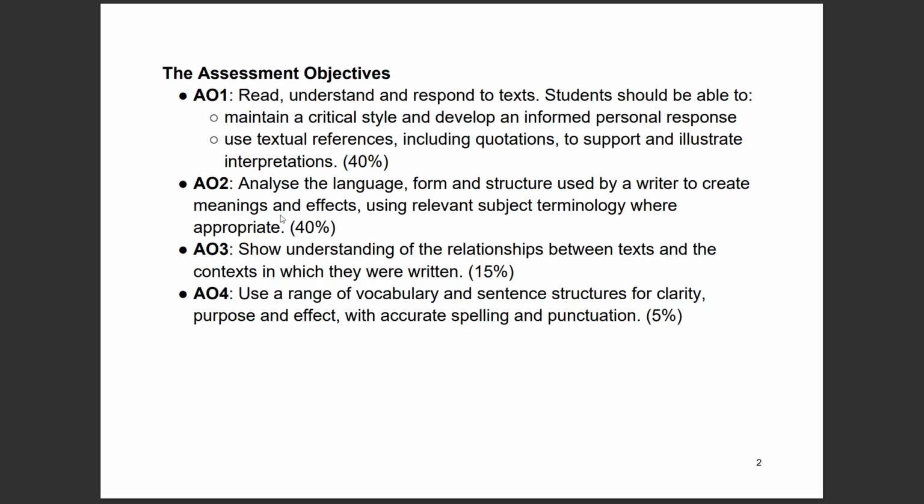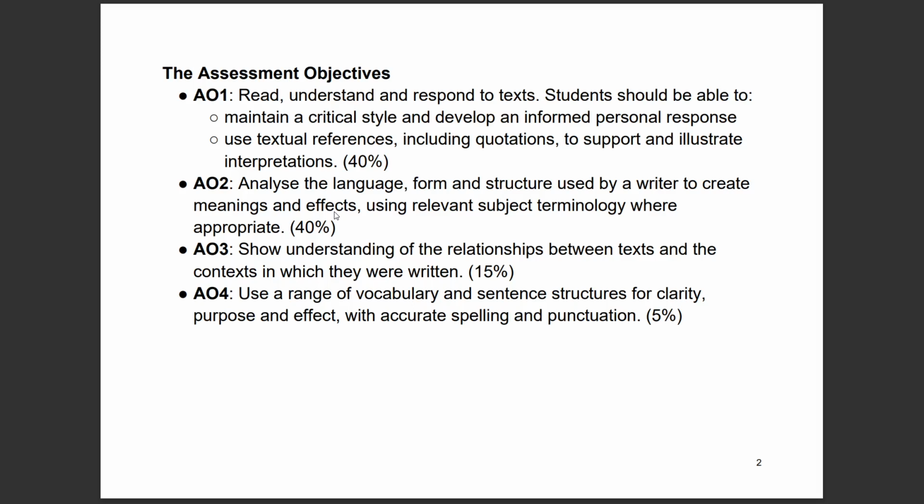To create meanings and effects. Well, the word meaning should be obvious and clear. Effects is a bit more tricky. Effects means thoughts and feelings. When we read, when we experience the world, we have effects on us. We have thoughts and feelings. Well, strangely enough, when we read something, the same thing happens.